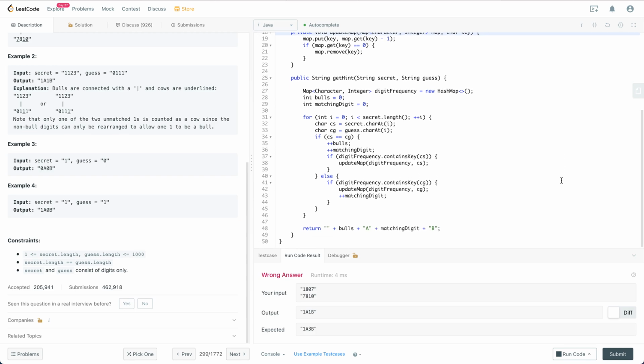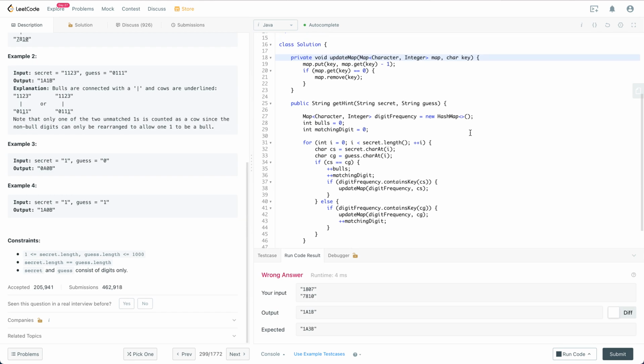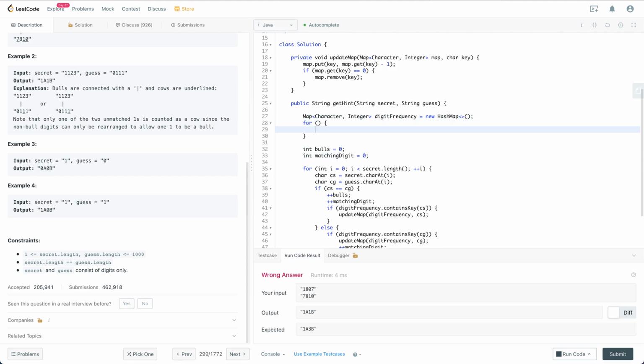Alright, so it's wrong answer. Let's see why. It is 18077810. Supposedly we have 1A, 1B, 1A, 3B. So let's see why it is not really there. Oh, okay, so I forgot to initialize this. Sorry. So I need to initialize this one, which I didn't do.